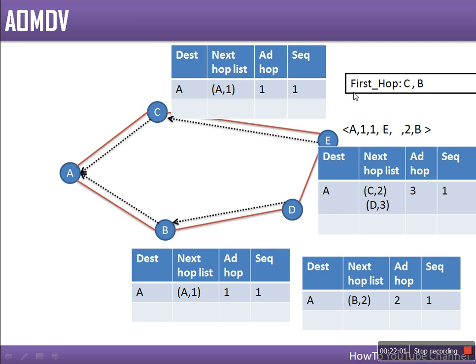So every node maintains a first hop list for every route request packet. Now we can see this routing table has two paths for node A. One path has a 2 hop distance, another has a 3 hop distance. So the advertised hop count will be the maximum of these two. So the advertised hop count is 3. Where will this advertised hop count be used? Let's say in future E receives any route request packet for node A, so E will send a route reply packet to that node with this hop count.